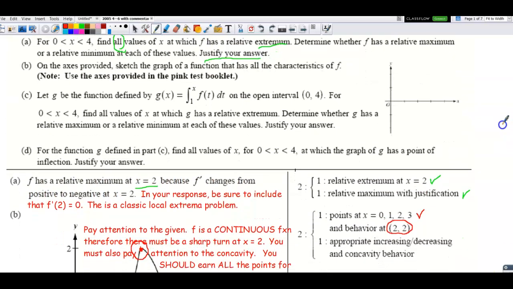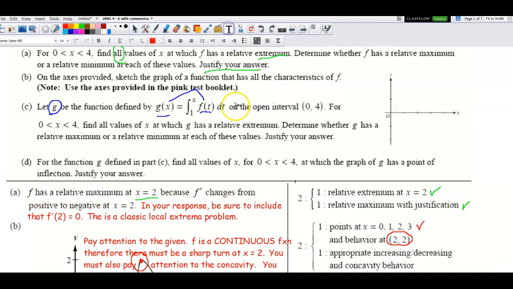All right, going on to letter C. In letter C, we have a new function g, and g is a definite integral. And f, we know from the FTC part 2 that f of x is the first derivative of g. So we've talked about many times the importance of establishing in your writing somewhere that g prime of x equals f of x. That's called a connection point. It's something that we look for very often in these kinds of questions.